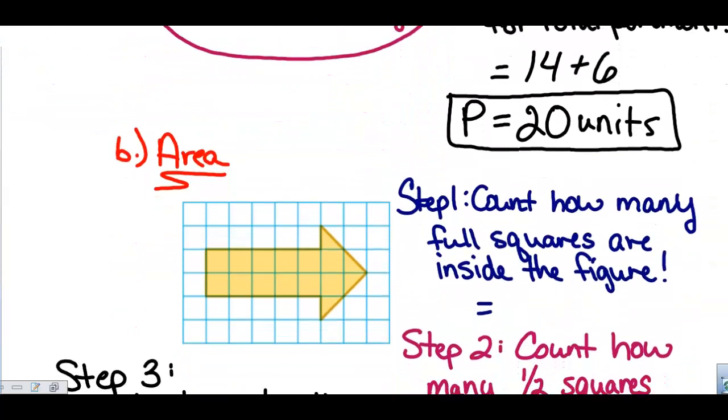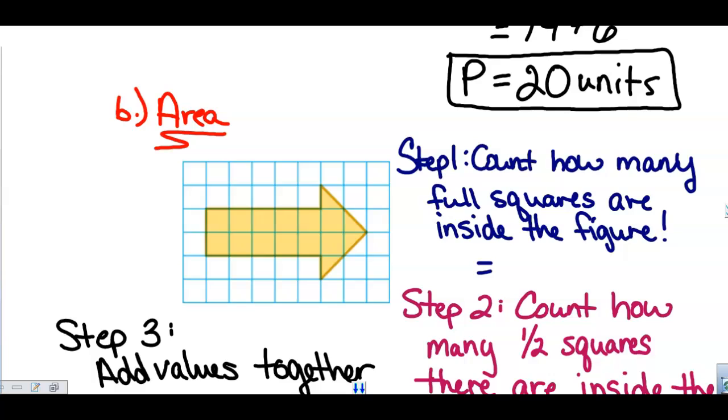Now let's take that same figure, but this time let's find the area. Again, 3 steps will do the trick. The first step, when we have a grid, is to just count how many full squares are inside the figure. Then we're going to count how many half squares there are, divide that by 2, and then add the numbers we got from step 1 and step 2 together to get the total area.